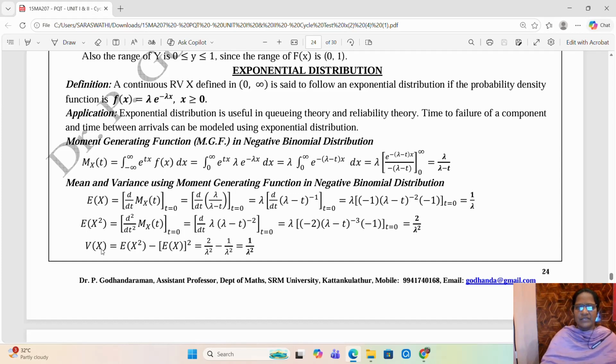Now the variance of x is E of x square minus (E of x) whole square. E of x square is 2 by lambda square, minus (E of x) whole square. E of x is equal to 1 by lambda, so (1 by lambda) whole square is 1 by lambda square. So 2 minus 1 equals 1 by lambda square.